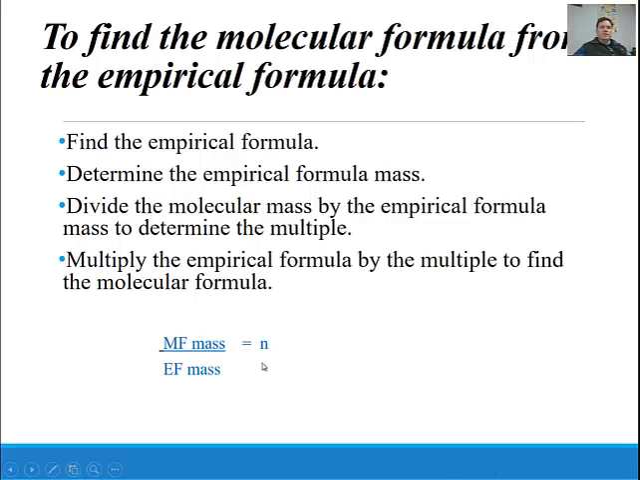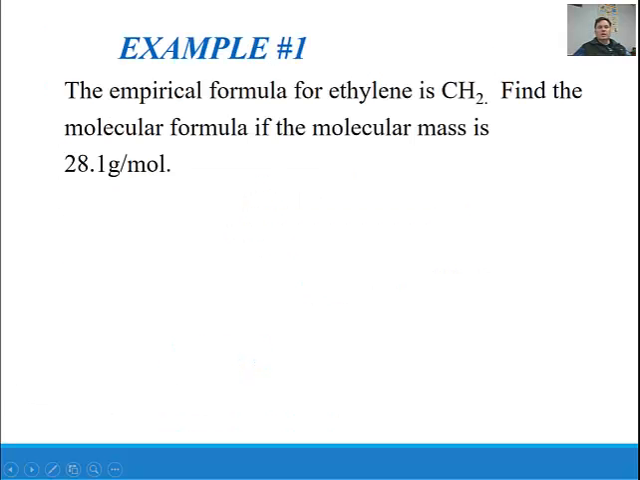So you're going to take the molar mass of your molecular formula, divide it by the molar mass of your empirical formula, and you get this value n. This is your multiplier. Then you're going to take that n and multiply it by all the subscripts of your empirical formula, and you'll end up with the molecular formula. So let's take a look at it.